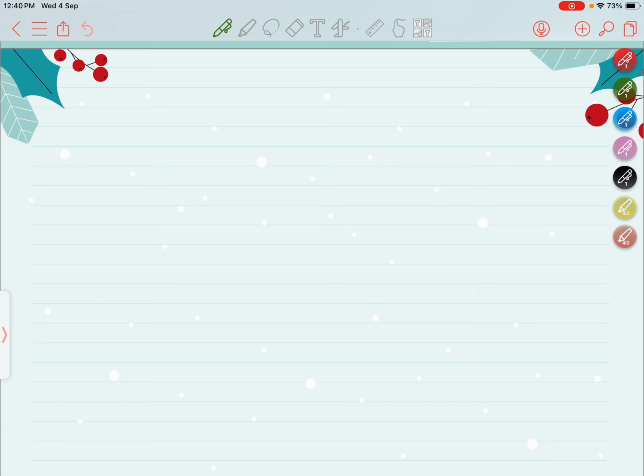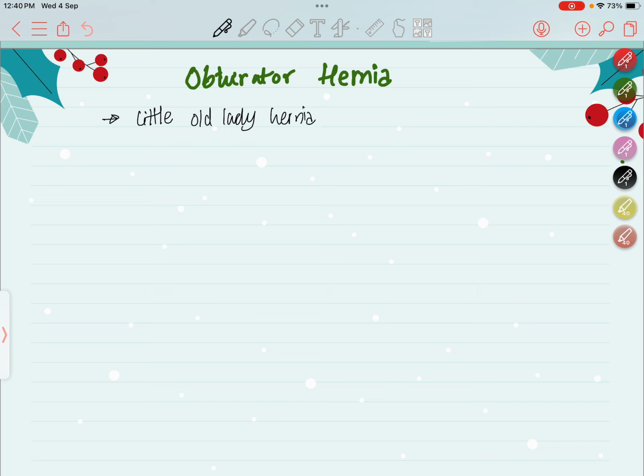Let us cover the obturator hernia in this module. It is also known as the little old lady hernia, and it is a narrow defect, most commonly seen in elderly, multiparous women.